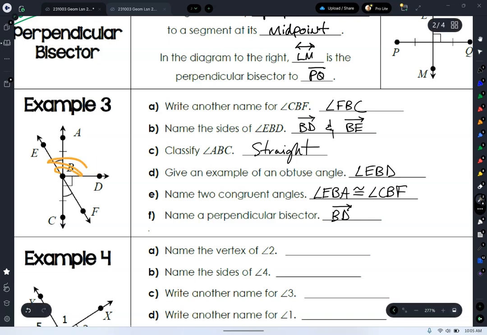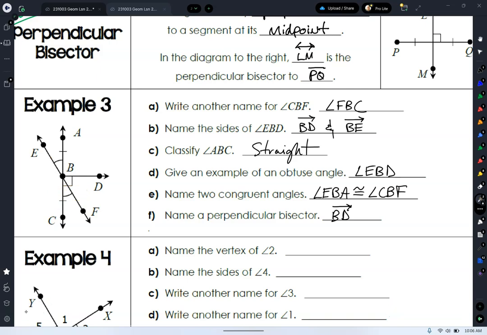Okay? Classify angle ABC. Angle ABC. So like that. That's a straight angle, 180 degrees. Opened all the way up. All right, name two congruent angles. I went with angle EBA and I went with angle CBF, and I went with those because I have congruent arc markings there.